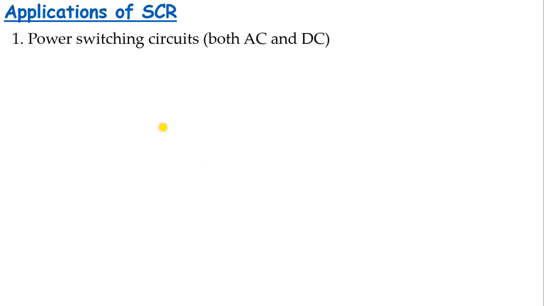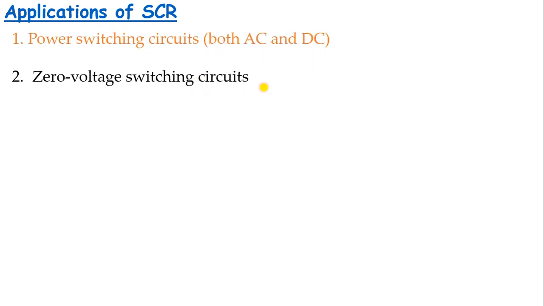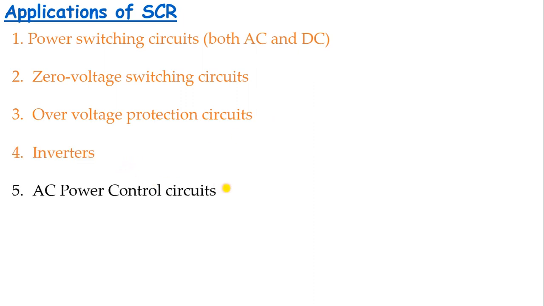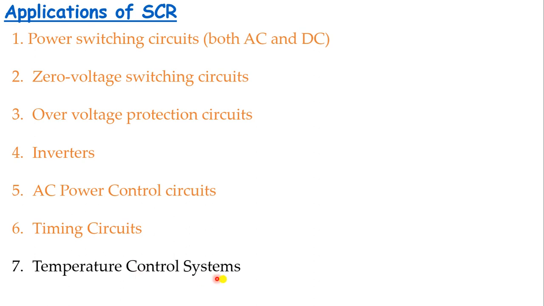At last, we can see the applications of SCR. The SCR is used in power switching circuits. It is both AC and DC power switching circuits, and it is used in zero voltage switching circuits, and it is also used in over voltage protection circuits. It is used in inverters also, and it is used in AC power control circuits, and moreover the SCR is used in timing circuits and temperature control systems. So these are all the applications of SCR.